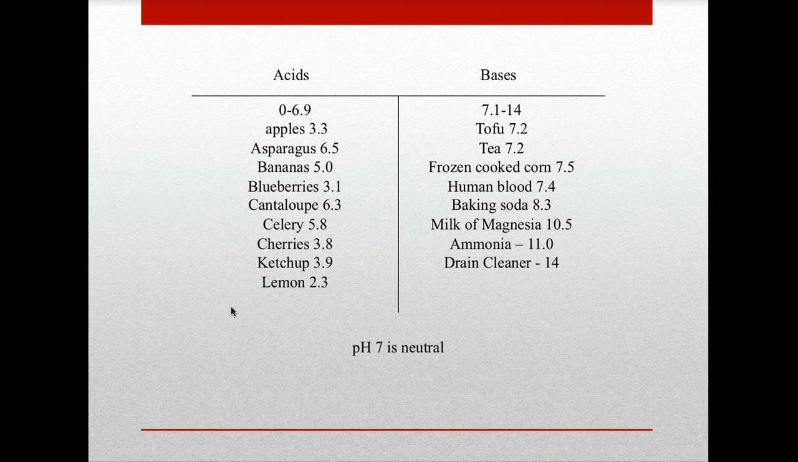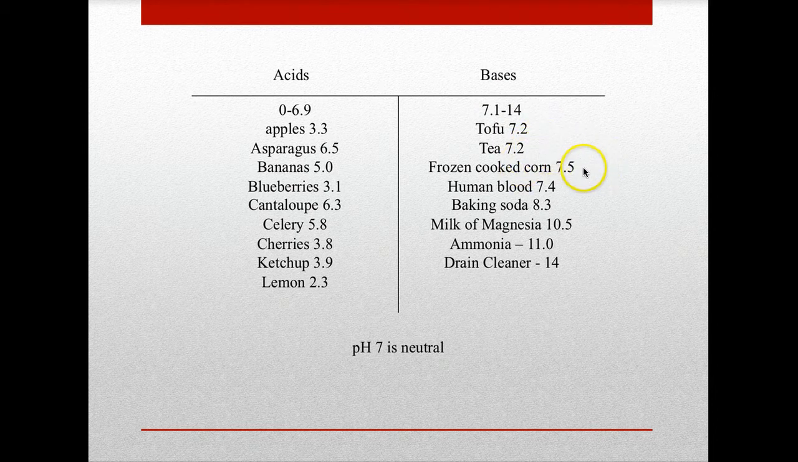Okay, so let's look at some foods. Apples, asparagus. Apples 3.3 pH. Asparagus is 6.5, bananas 5.0, blueberries, cantaloupe, celery, cherries, ketchup, all of these have a pH of less than 7, so they're considered acids. And most of the things that we eat or drink are acidic. And I could only find a few things that were actually basic. Tofu, 7.2, and tea is 7.2, so it's just very slightly a base. I mean, just barely a base.